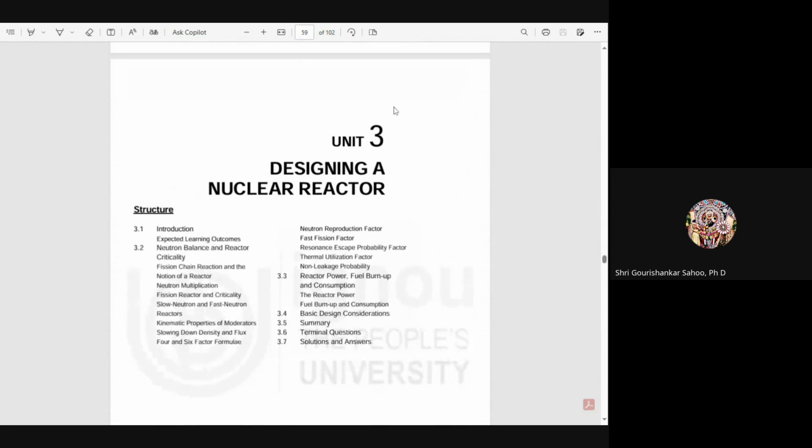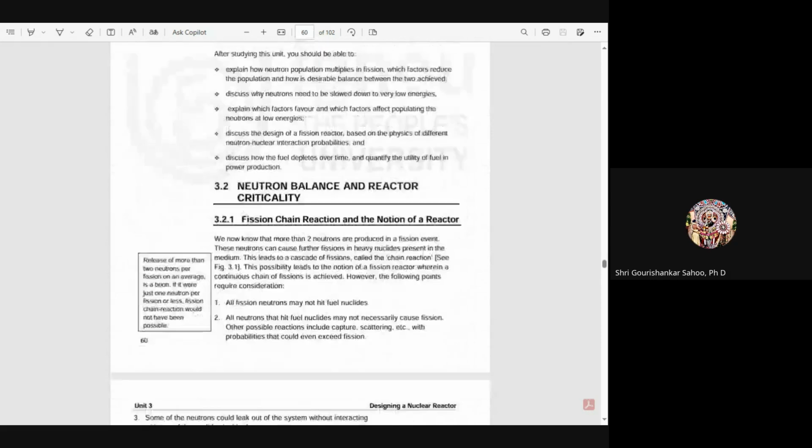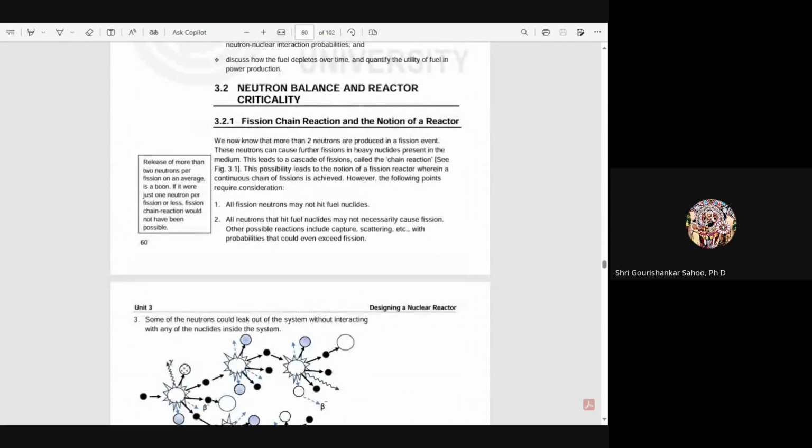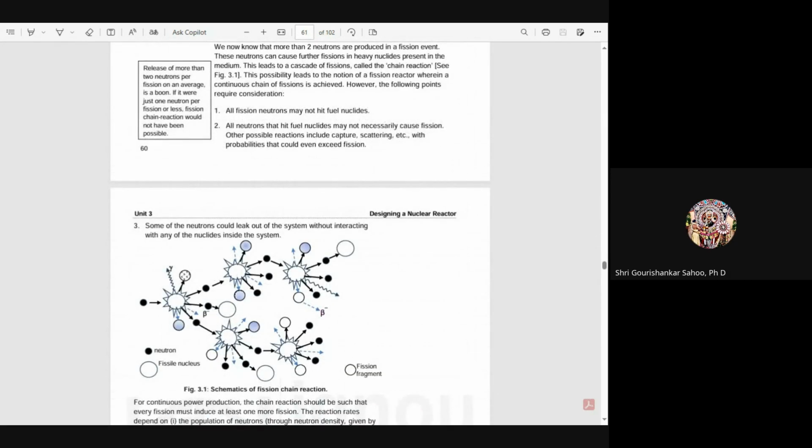How to design a nuclear reactor we shall discuss in the next class, and this is very important. I have also discussed it earlier. If you have any doubt, you can ask. Thank you.